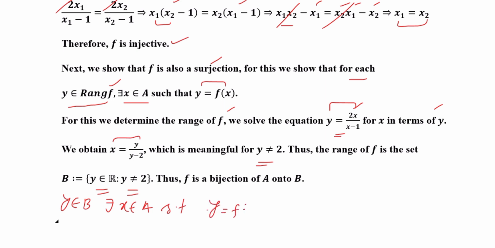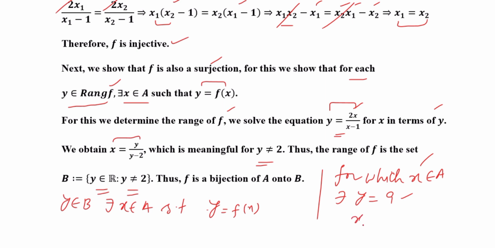there exists x belonging to A such that you can write y is equal to f of x. Suppose you say for which x belonging to A there exists y is equal to 9. Meaning to say you want to find what is the pre-image when the image is 9. So you just put y is equal to 9 in the expression x is equal to y over y minus 2. Here we have 9 minus 2, which is 7. This shows that x is 9 by 7.